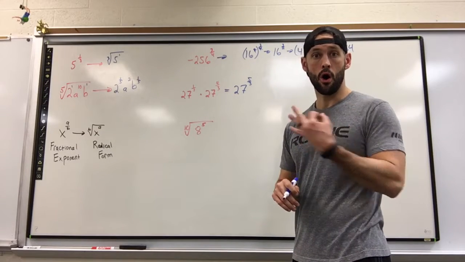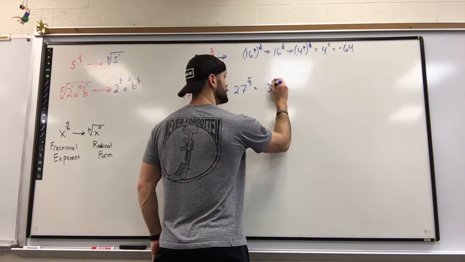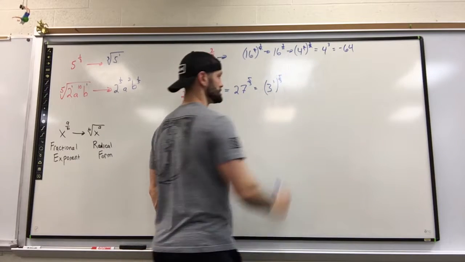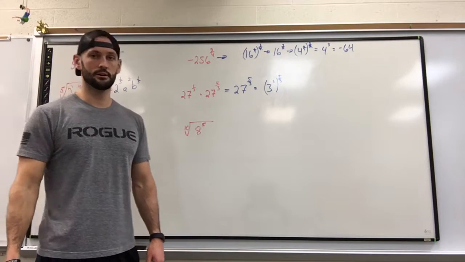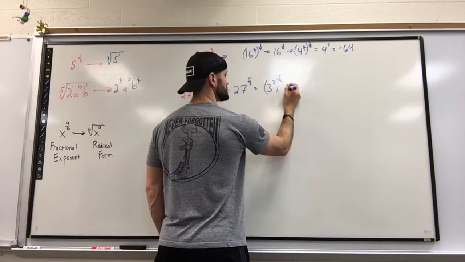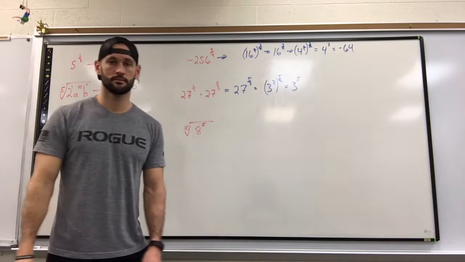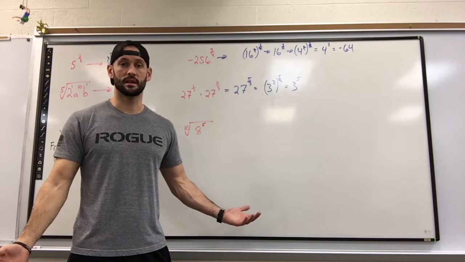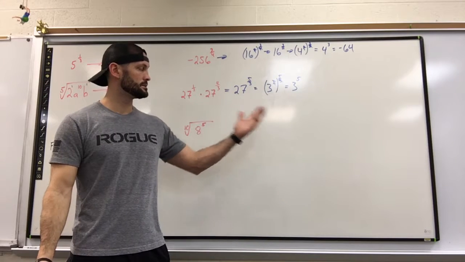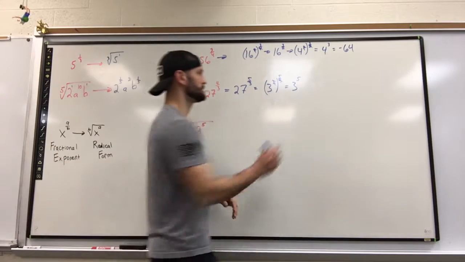Good things are going to happen. Think about this. It's 3 to the third to the 5 thirds. Oh shoot, look what happens. Cancel, cancel. And it becomes 3 to the 5th. You can evaluate that, okay? 3, 9, 27, 81, 243. Multiplication stuff.